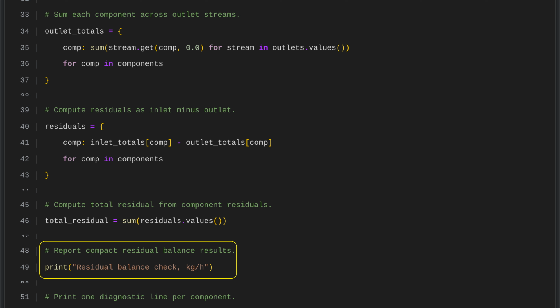The code prints a header to mark the start of the residual balance check in kilograms per hour. This tells the reader that the following diagnostic output is about checking the system's material flow balance.